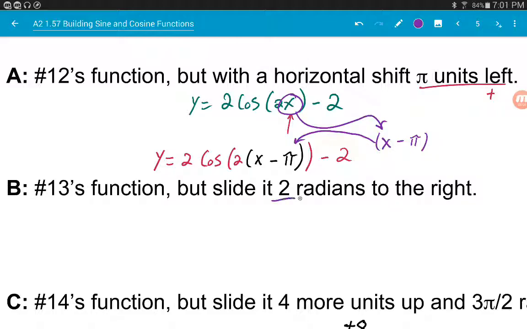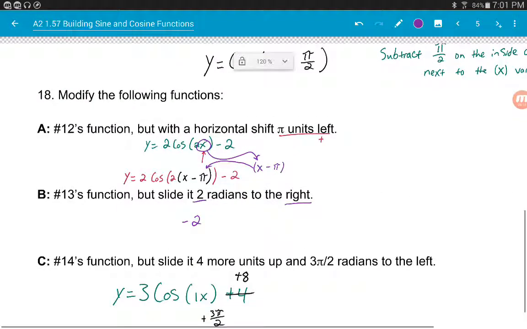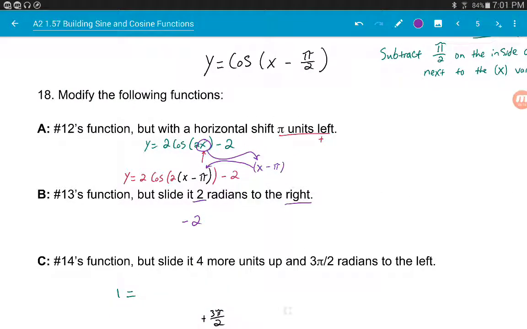So 2 radians to the right means that we would be doing minus 2 on the inside of the function, and you can figure out what that looks like based on my example for number 18a. Okay, so good luck with that, and I'll see you in class.